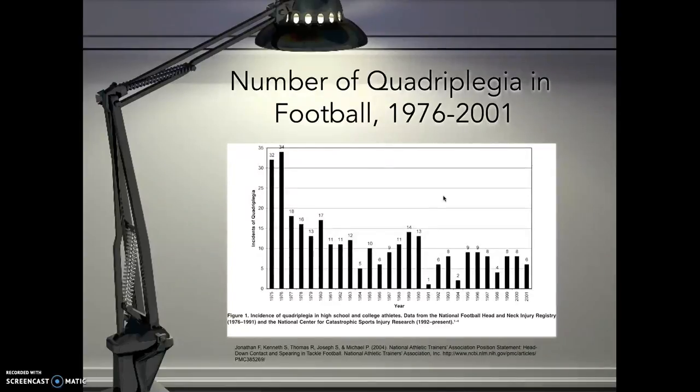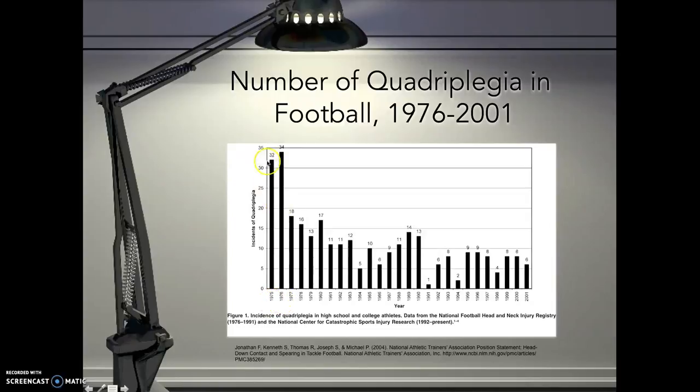All right, a couple other charts for us to look at and think about interpreting this data. So this is the number of cases of quadriplegia in football from 1976 to 2001. You have seen this table before because it's in the head down contact and spearing position statement that you've read. And I want you to be able to answer this question.